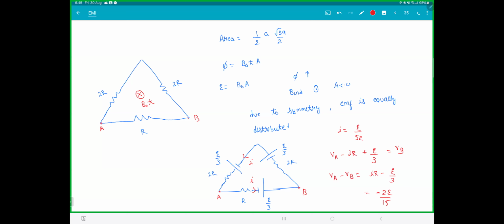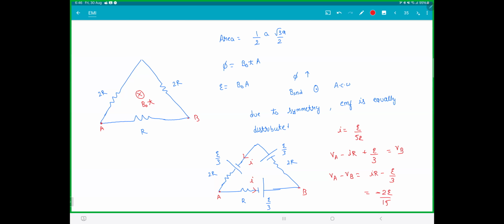Be careful with the sign. There will be two options, 2E by 15 plus or minus 2E by 15. Magnitude you might still get, you might have goofed up something. And the value of E is B naught times A, and the value of A is root 3 a squared by 4. So you can substitute all that stuff. In this case, it won't be 0. If you had got 2R, 2R, 2R, all would have been 2R, you would have got 0 again.